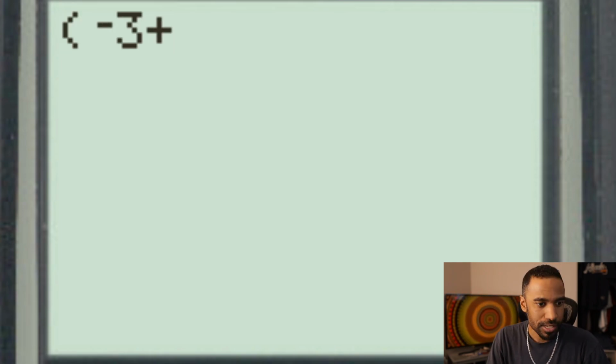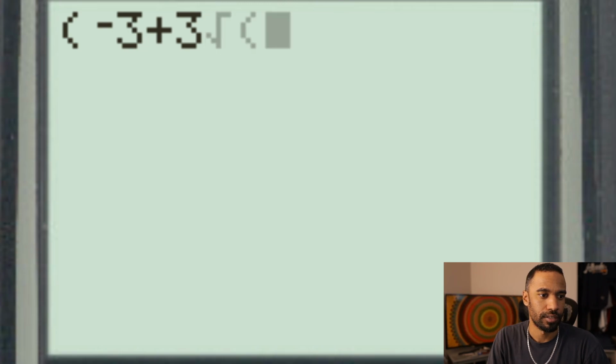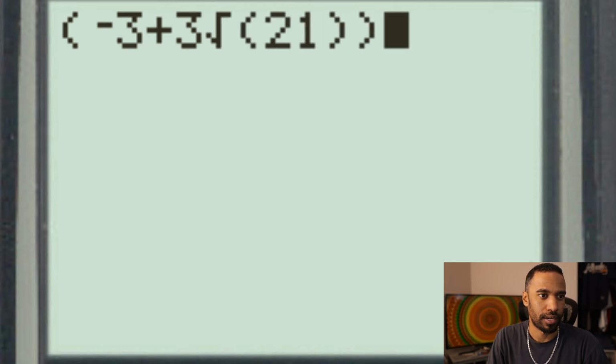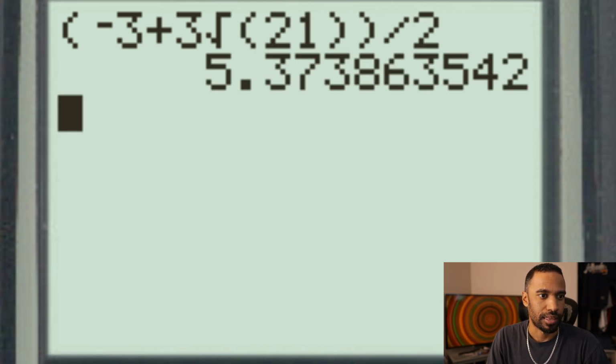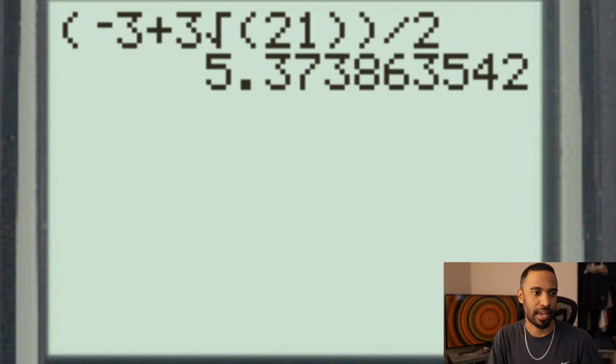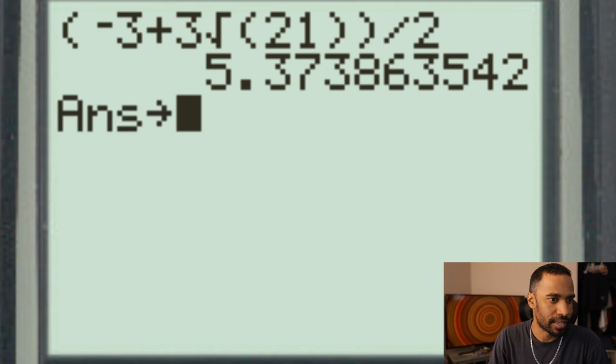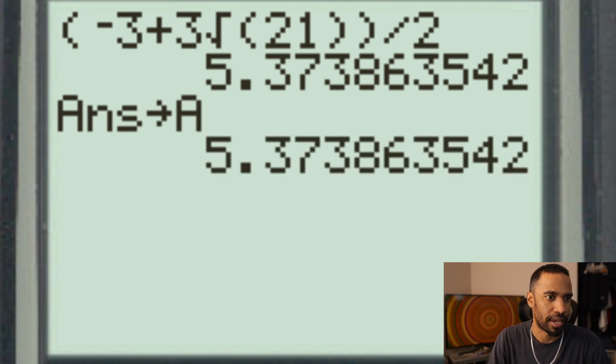Graphing calculator here. That's what I was trying to pull up. That's why my words were getting jumbled. I was trying to pull this thing up. And I'm going to do negative 3 plus 3 root 21 and divide that by 2. That's going to give me 5.37. I'm going to store that answer as just this letter A. Okay, that's going to be one of my answers.